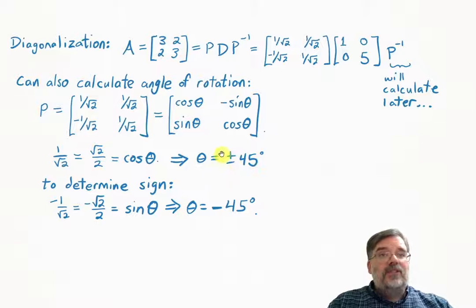To determine which of these two signs is correct, we take a look at sine. In this case, sine is negative, so we're going to go with a negative sign here. Trigonometry tells us that theta must be negative 45 for sine theta to be negative 1 over radical 2. If you were to graph the sine function, the positive angles from 0 to 180 all have sine values that are positive. The negative values of theta will give you negative outputs for the sine function. So this rotation matrix is rotating by negative 45 degrees.